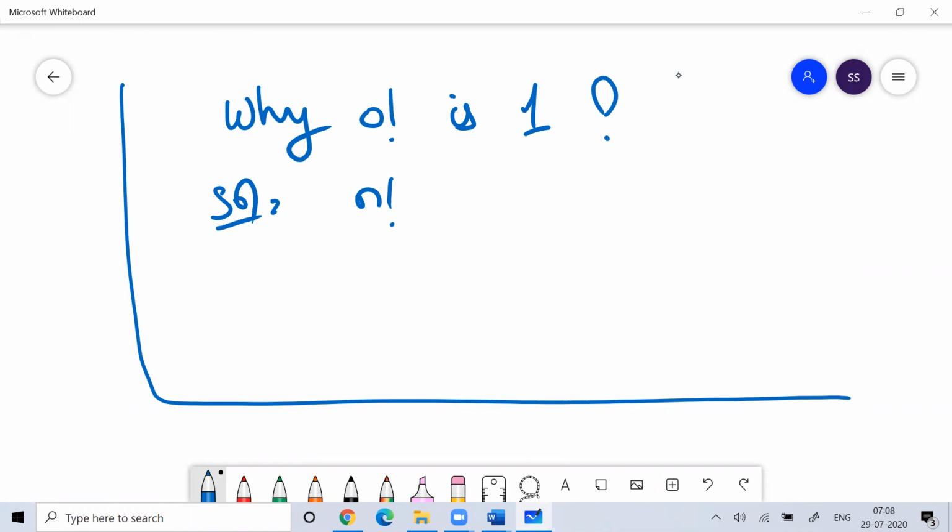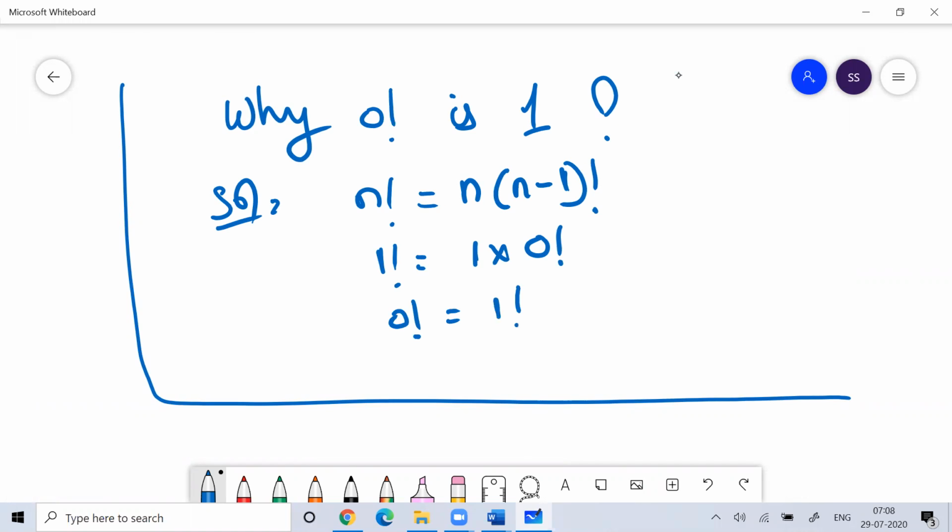So I can talk about my explanation. You know that n factorial is n into (n minus 1) factorial. So 1 factorial would be 1 into 0 factorial. Now, 0 factorial will be equal to 1 factorial by 1. So 1 factorial is 1 and 1 is 1. So 0 factorial is 1. So that way you can explain.